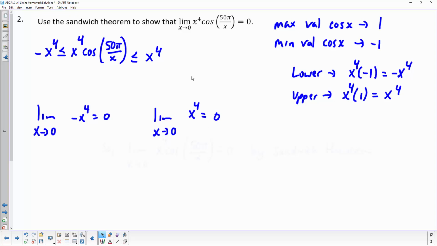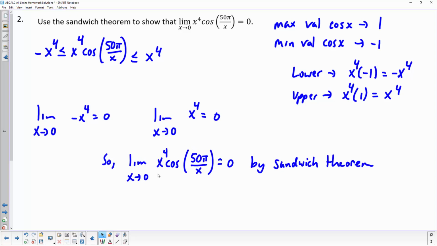And since these two are the same, the limit as x approaches 0 of x to the fourth cosine 50 pi over x is equal to 0 by the sandwich theorem.